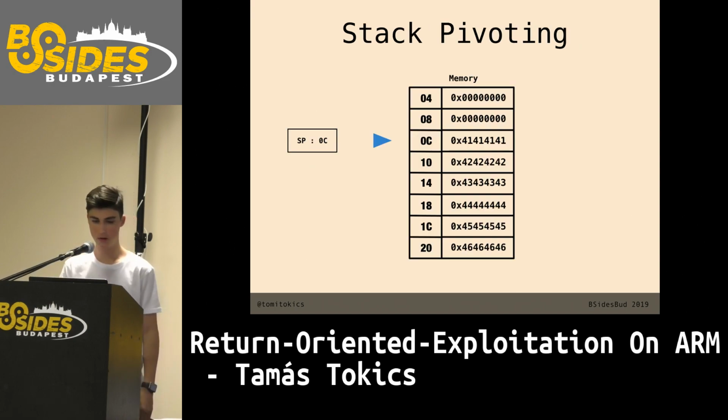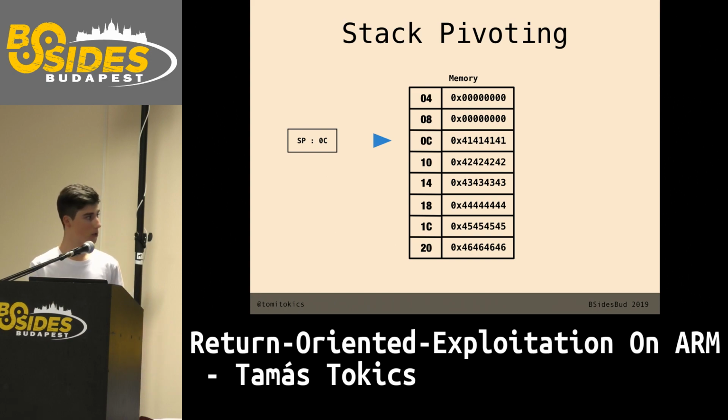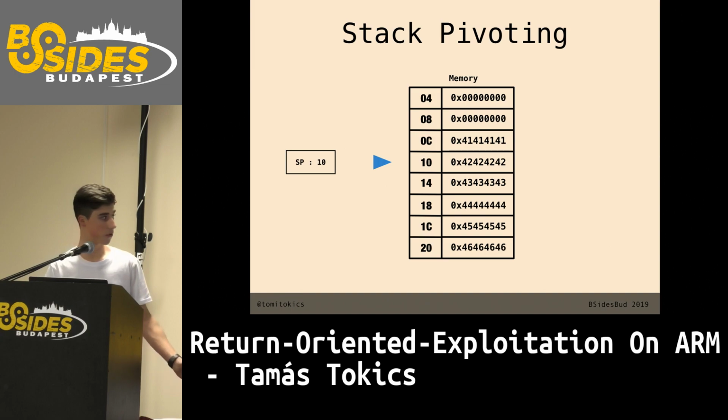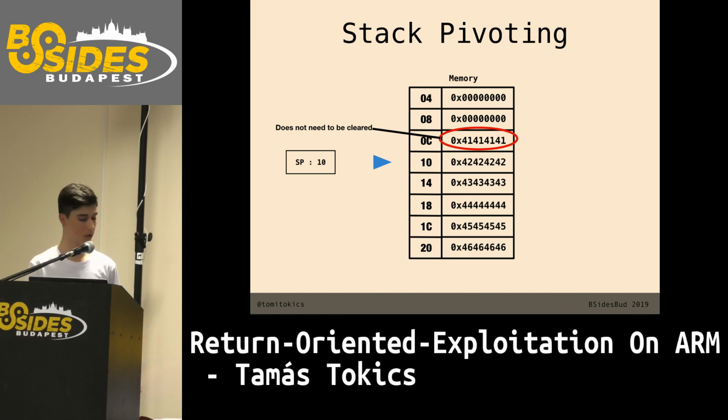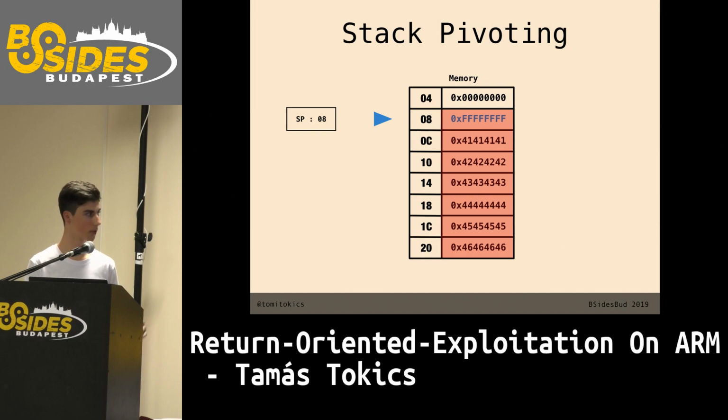So here's how stack pivoting against the stack pointer works. We have the memory, and we can see that the stack pointer now points to 0c. It means it's going to execute from there, so like 0x41. If we get an instruction to move down, or pop, we can see the stack pointer now points to 10. And 0x41 doesn't need to be cleared because it just doesn't count as the stack anymore. Now, if you can control this stack pointer with our pivot gadget, we can move there and we can control the whole stack. So we can just basically execute our ROP chain.